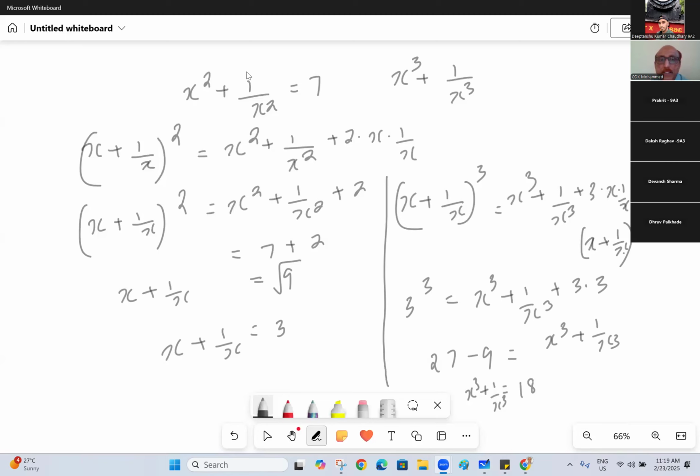Sir, can you write the identity, the x plus y whole cube identity? X plus y whole cube is x cube plus 3x square y plus 3xy square plus y cube. Or you can write x cube plus y cube plus 3xy into x plus y. I'll write down 3xy into x plus y. You can write it in two different ways. X plus y the whole cube is equal to x cube plus y cube plus 3xy into x plus y.